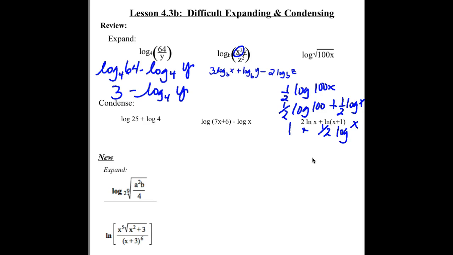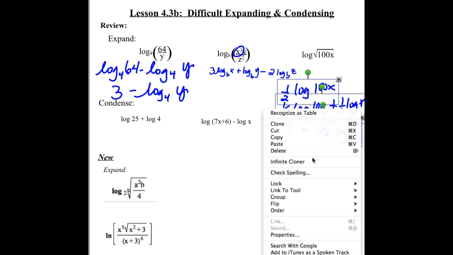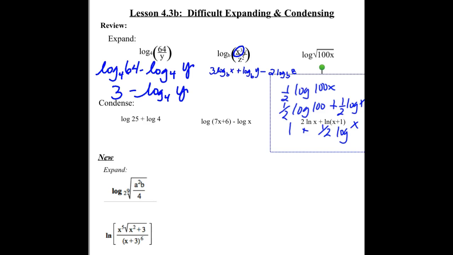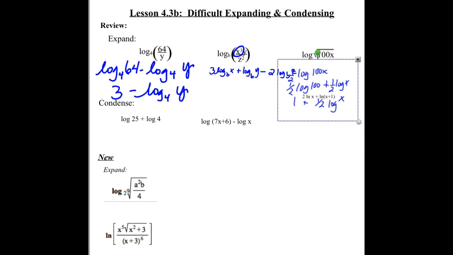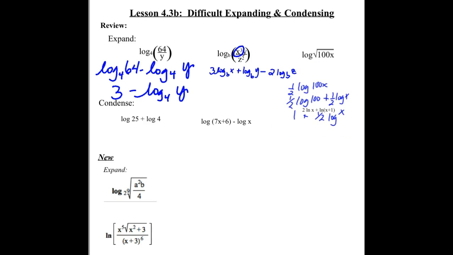Okay. Questions at all about the expanding part? Anybody? That didn't work, did it? Okay.